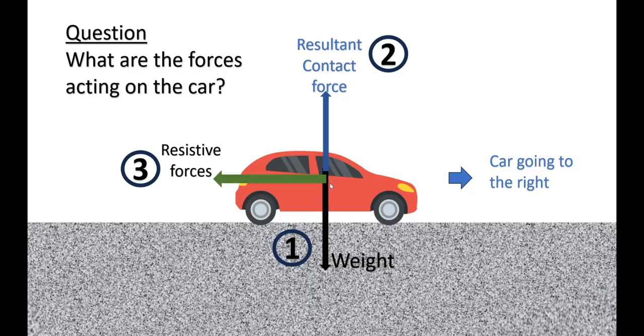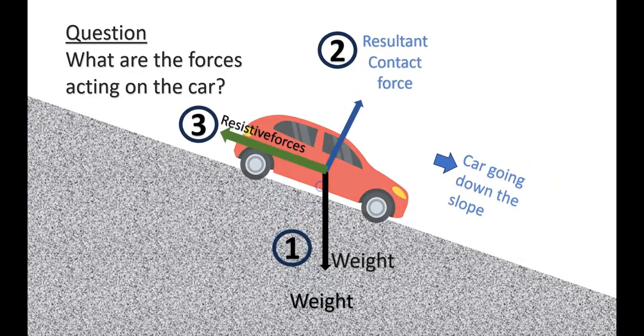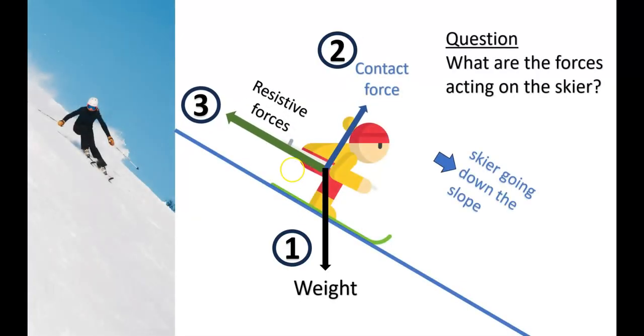If you have understood this, you have mastered this topic, because even if I give you a diagram of a man skiing, you will be able to identify the forces acting on him. That is his weight, the contact force, and the resistive forces.